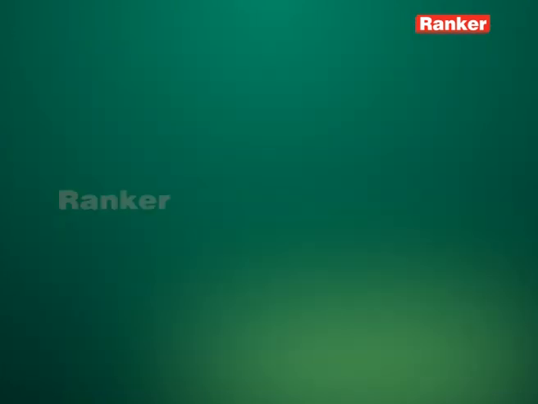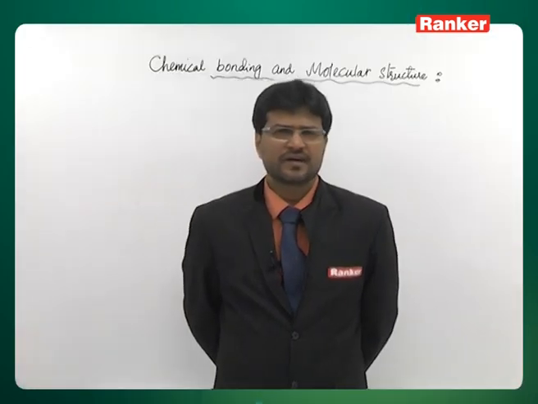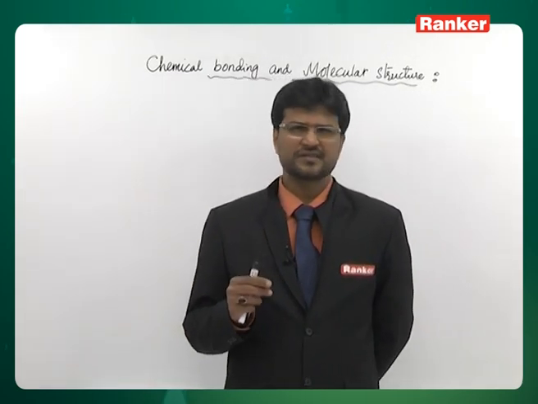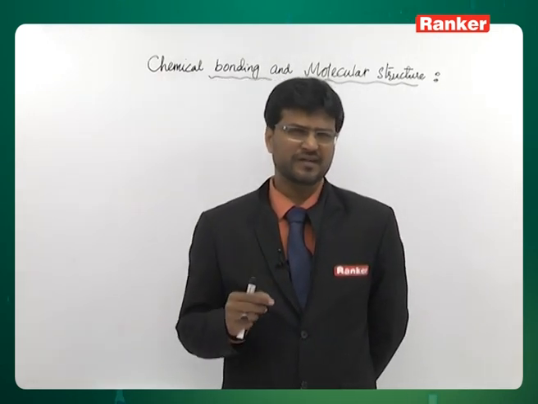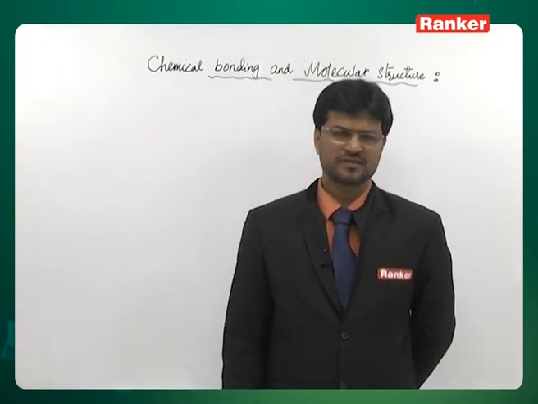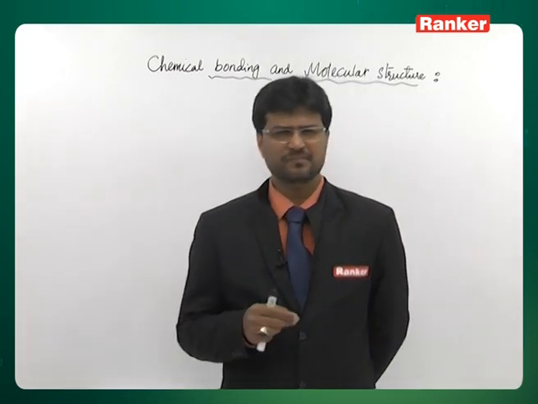Question number 9. Which one of the following does not exhibit paramagnetism? Which of this does not exhibit paramagnetism? Look at the options: O2, O2 plus, O2 minus, and O2 2 minus. See, in O2 you have 2 unpaired electrons in the pi star orbitals, which are degenerate orbitals, but in O2 plus there is only one unpaired electron, because this O2 plus is formed from O2 due to loss of electron, and O2 minus is formed due to gain of electron. O2 minus has one unpaired electron.